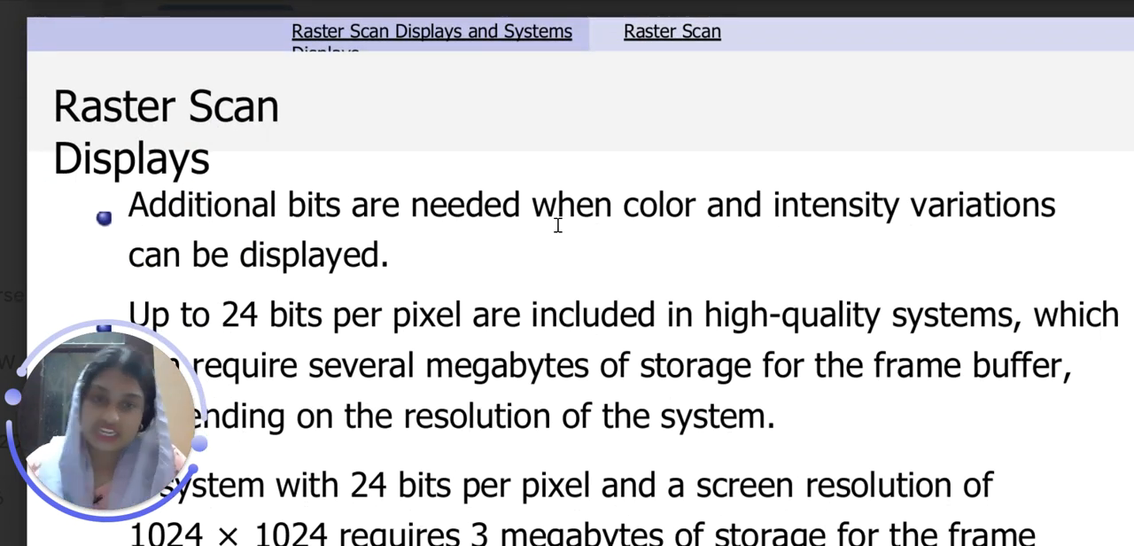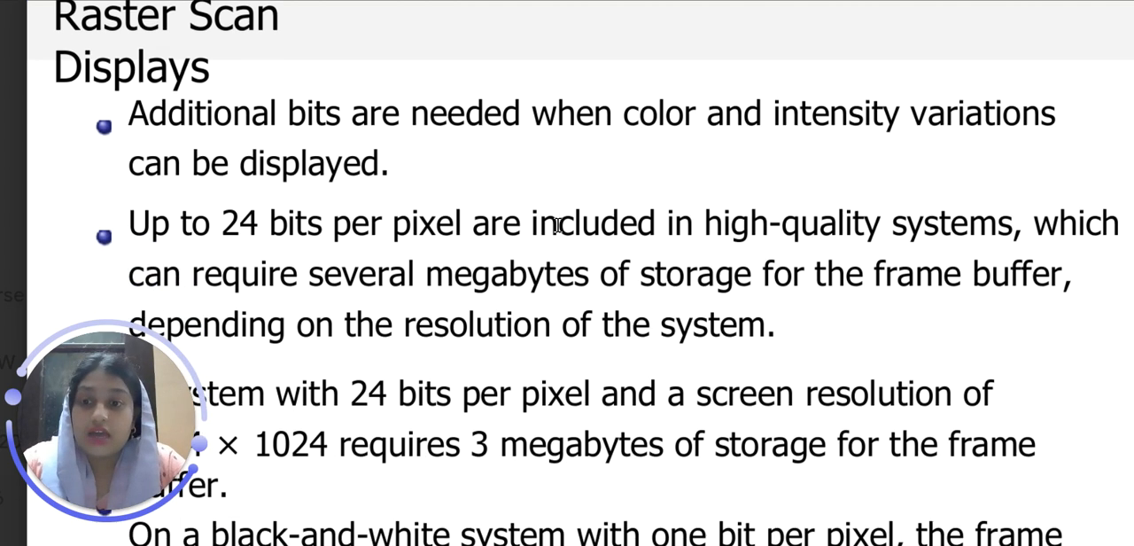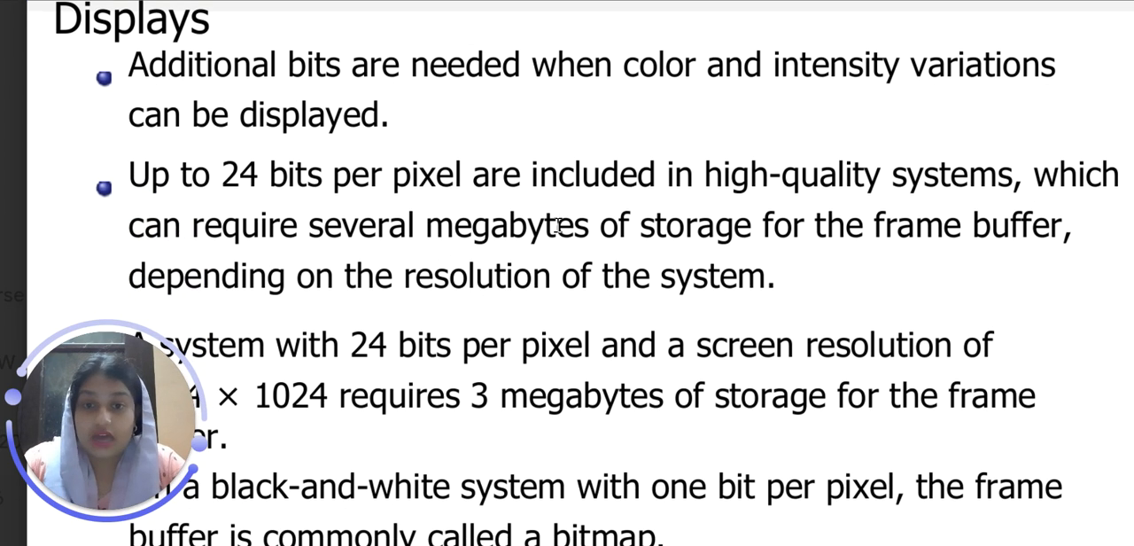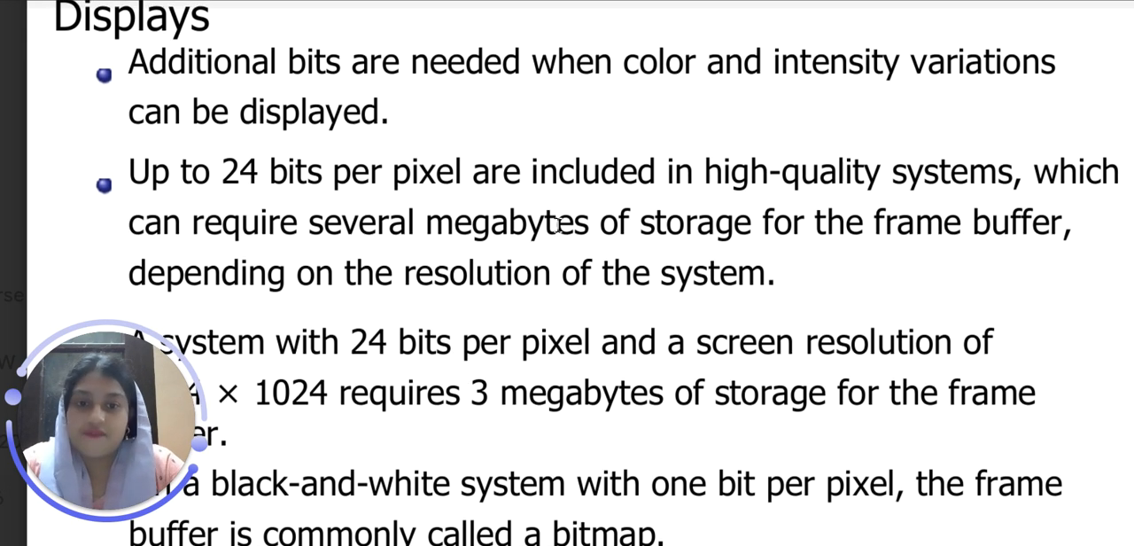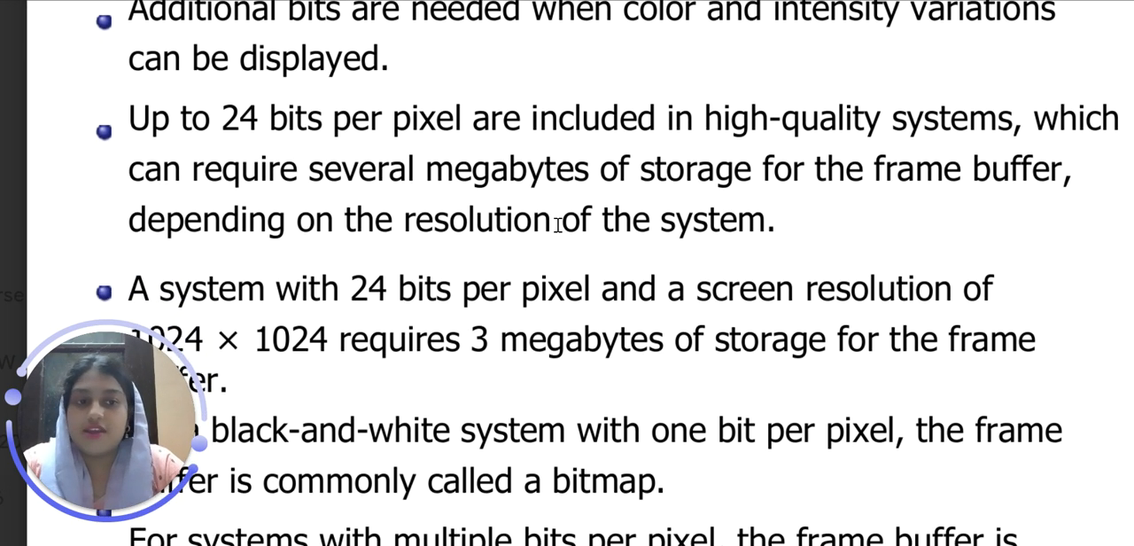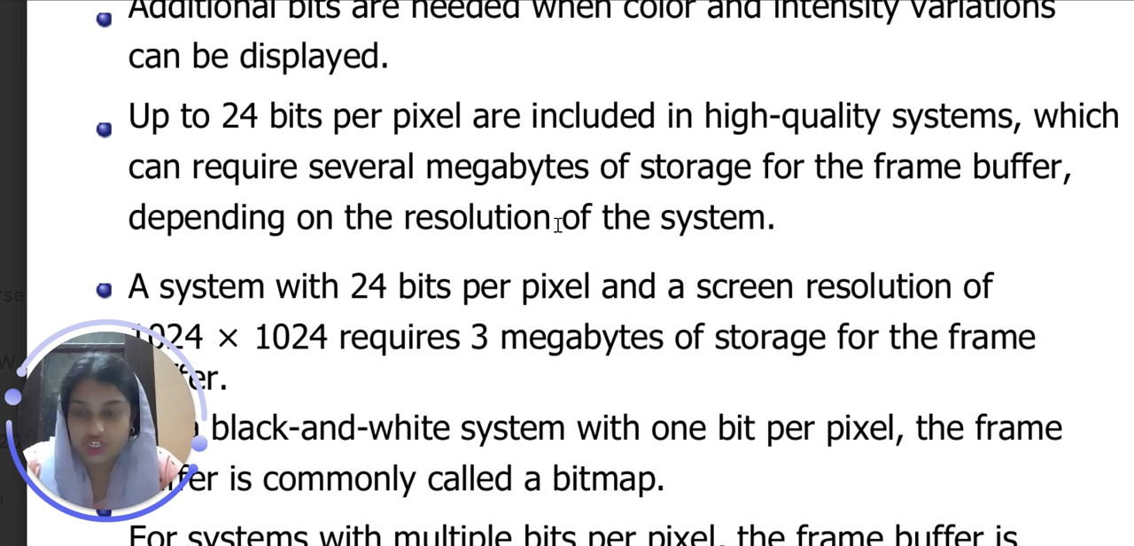Now, additional bits are needed when color and intensity variations have to be displayed. Up to 24 bits per pixel are included in a high quality system, which can require several megabytes of storage for the frame buffer, depending on the resolution of the system.